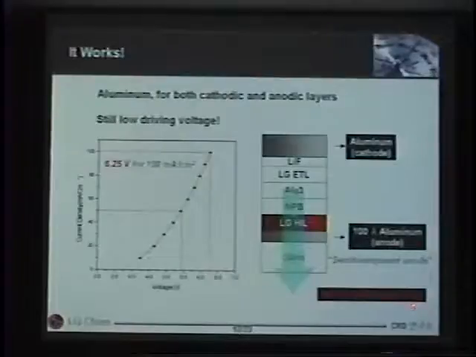And as we know, the work function of aluminum is 4.26 electron volts. But as you can see here, for 100 milliampere per square centimeter, you require 6.25 volts. I don't know, if you are working in the OLED area, what kind of driving voltage you can get for 100 milliampere per square centimeter with AX3 as an emitting layer. But we got 6.25 volt at this time. Next.